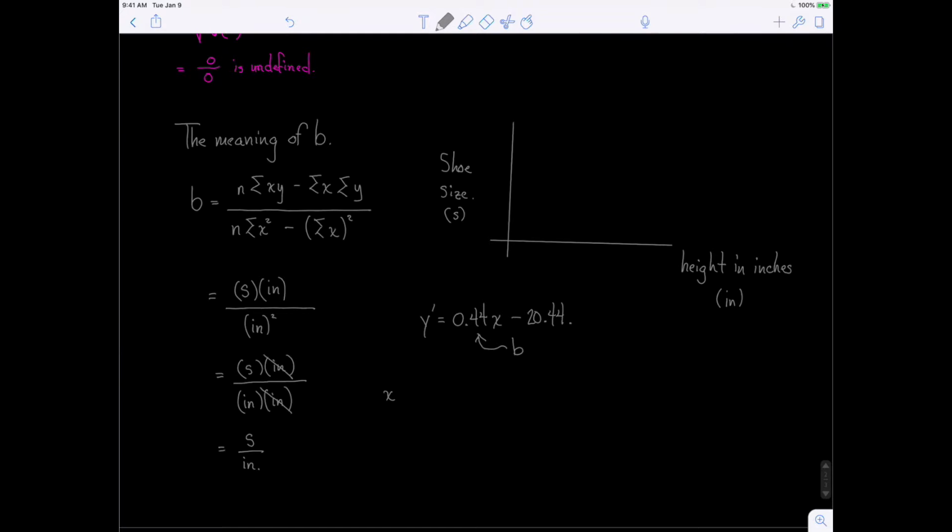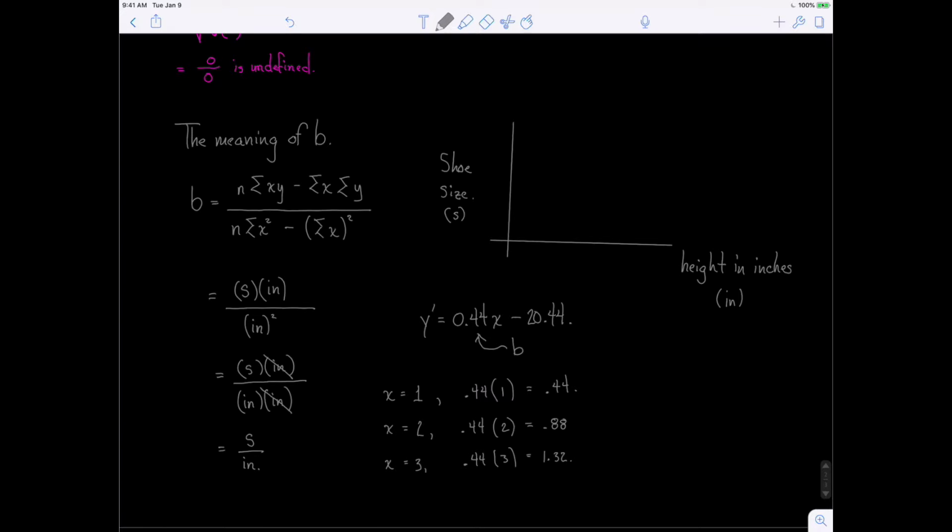So if I said that x is 1, if I multiply 0.44 times 1, well, that just gives me 0.44. If x was 2, well, that's just 0.44 times 2, but that's just 0.88. And if I keep doing this, I multiplied it by 3, that would be 0.44 times 3. Well, that's just going to be 1.32.